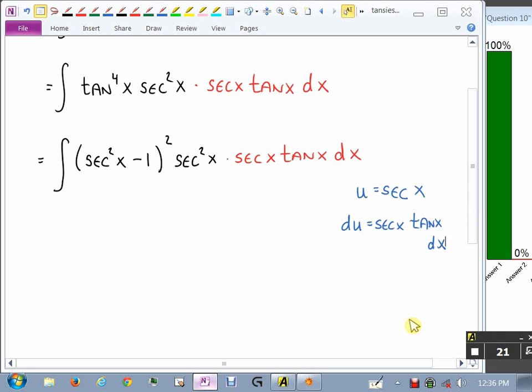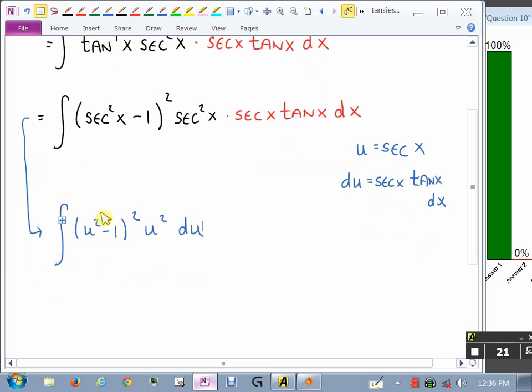And now rewrite the whole thing. Integral of u squared minus 1, quantity squared, then u squared, then du. And I'd use power rule on this one, right? After I multiply this all out. So I multiply this out, I get u to the fourth minus 2u squared plus 1. Then I distribute u squared through, and I just use power rule in each term, antiderivative, replace my u with secant x, and I'd be done.